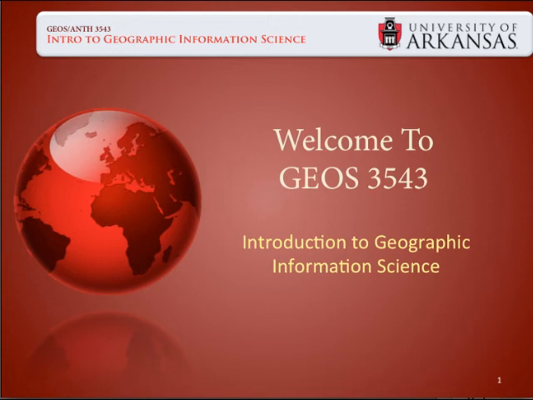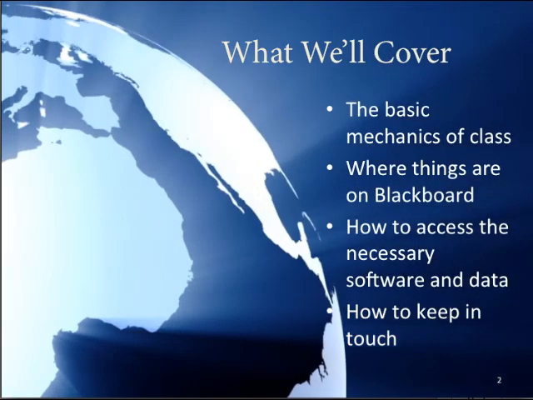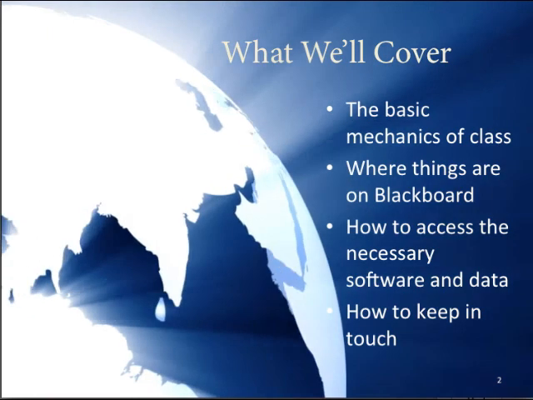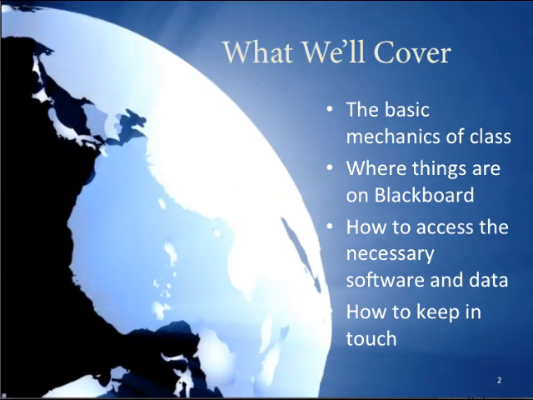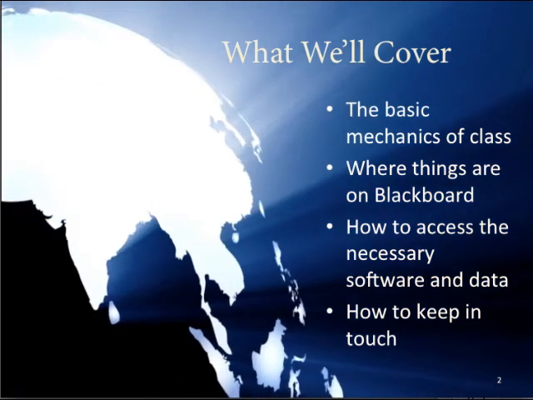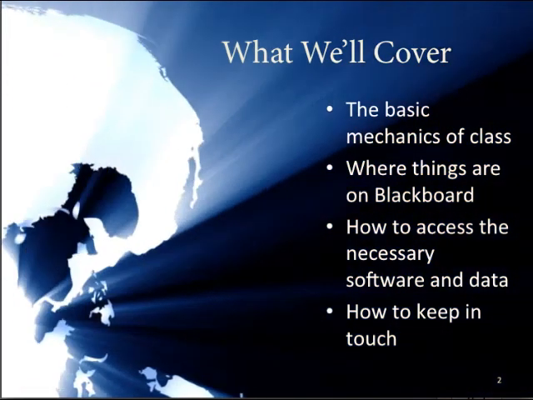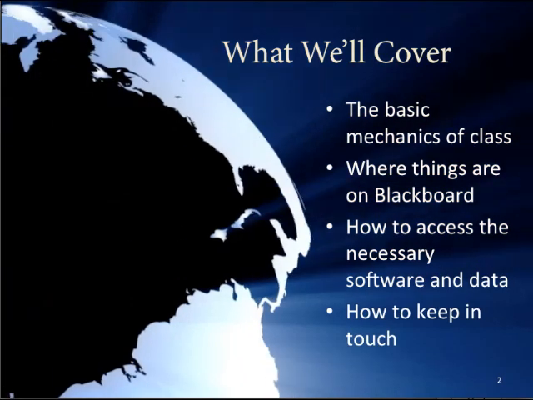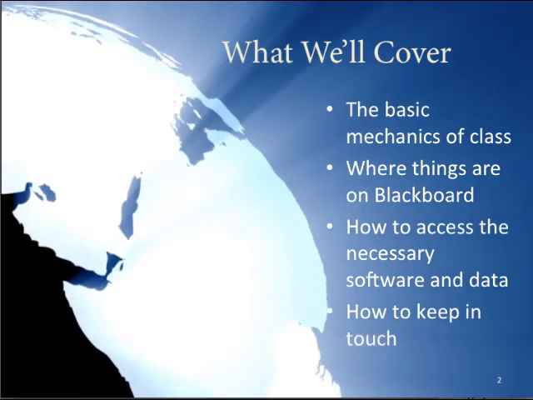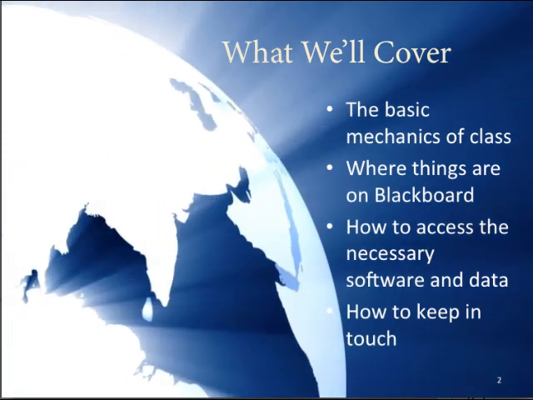Hello. This lecture provides you with an introduction and a detailed overview of the mechanics of the entire Introduction to Geographic Information Sciences class. This initial lecture will cover the basics and the mechanics of the class. We'll give you an idea of where the material is on the Blackboard website and some information on how to access the various necessary software and the data that's used in class, which you can either use in the computer labs in the J.B. Hunt building or on your computer at home. And finally, we'll give you some ways to keep in touch, to inquire, ask questions.